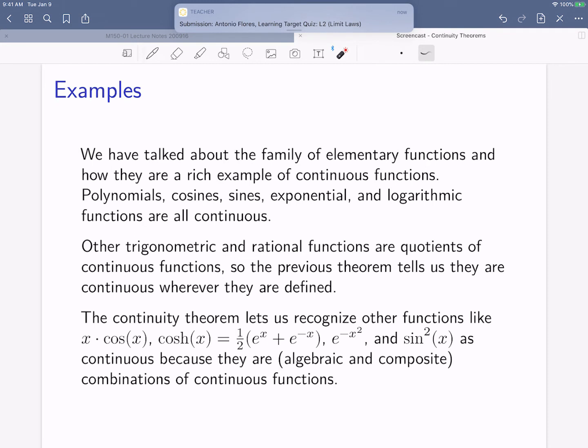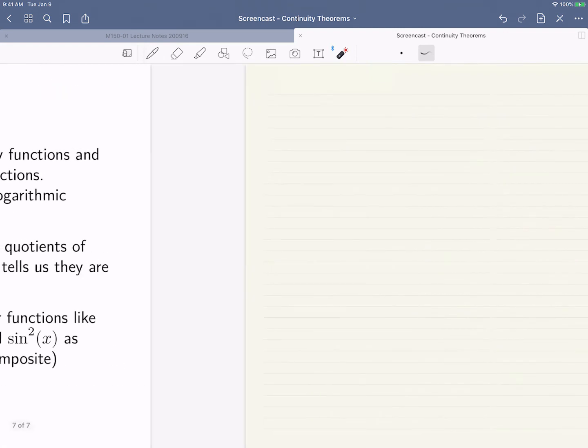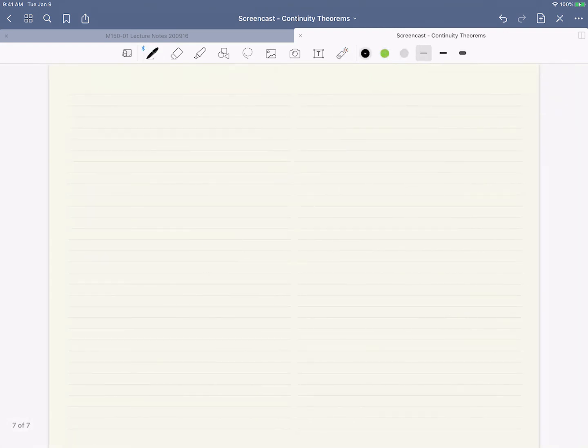So the continuity theorems are really important, and this is one of the reasons they are, because it lets us recognize where other functions are continuous. And continuity is going to be a basic property for us. We want to be able to recognize when a function is continuous, when it's not continuous. And then functions that are continuous, they might have these other properties that we're going to study in this course, like differentiability.